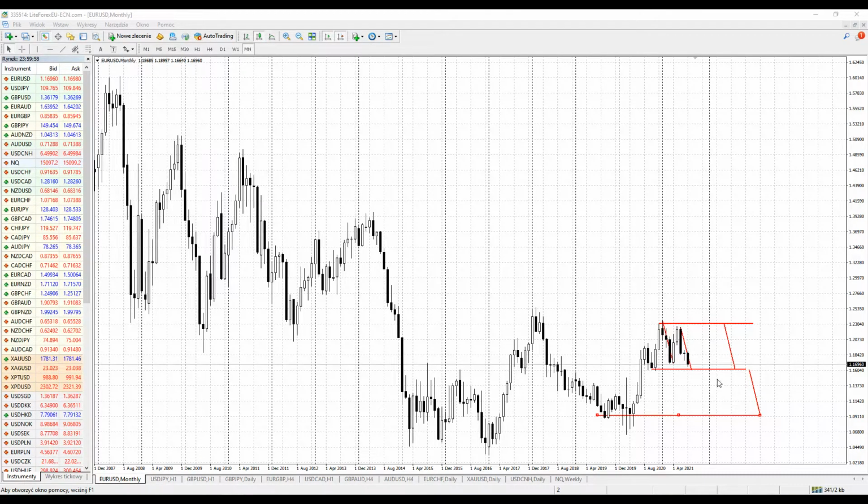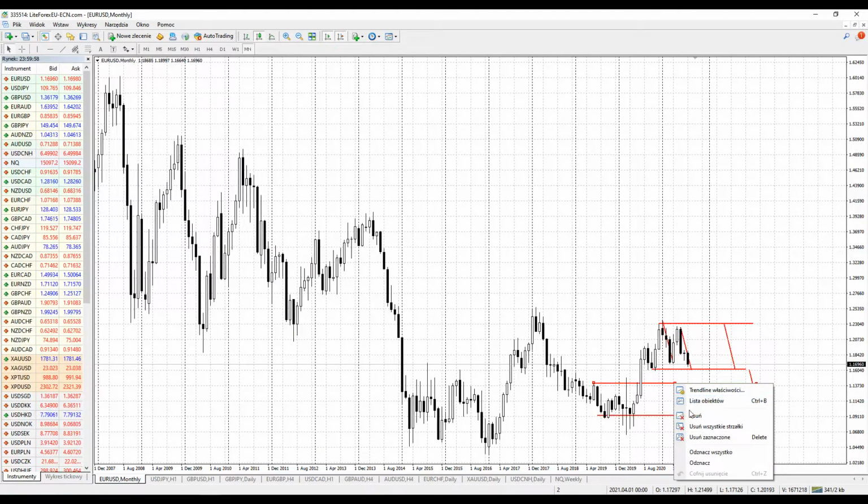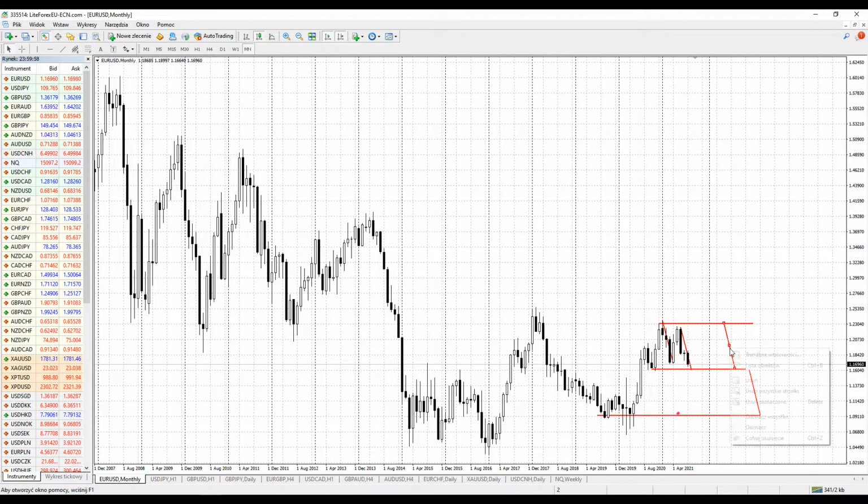On the other hand, if we get a monthly close below 116, we are probably opening 109, with a midline right around 113.80, somewhere here. So let's switch lower and have a look at the weekly chart.